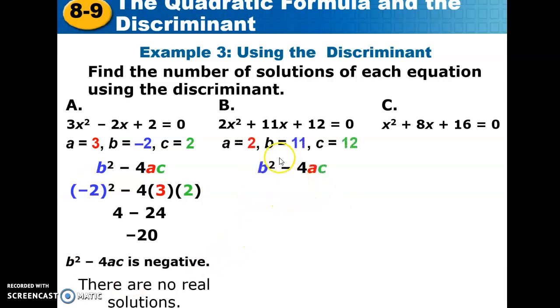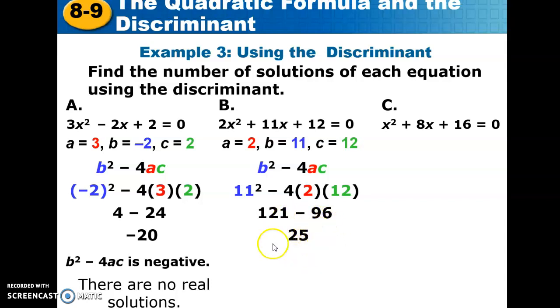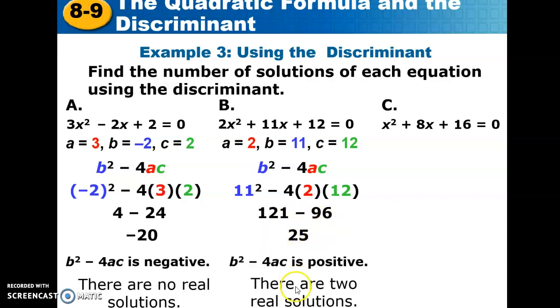The next one, again, identify. A is 2, B is 11, C is 12. Plug and chug, and you get 25. It's positive, right? So that means we're going to have two solutions. Now you do have to do the rest of the quadratic formula because you know you're coming up with solutions, but now you know if you don't come up with 2, you did something wrong.